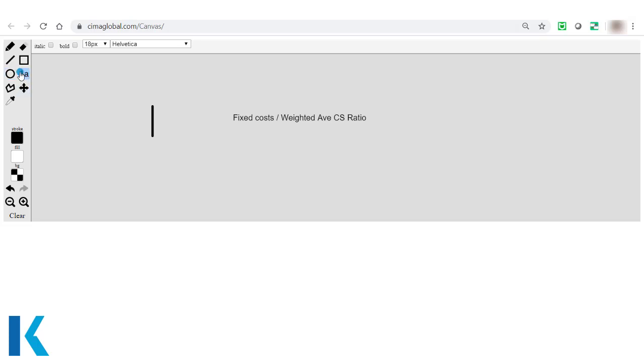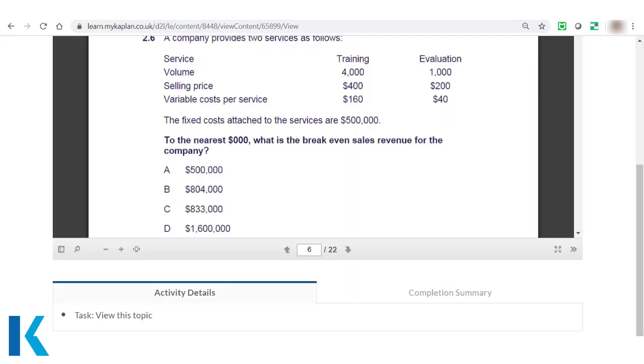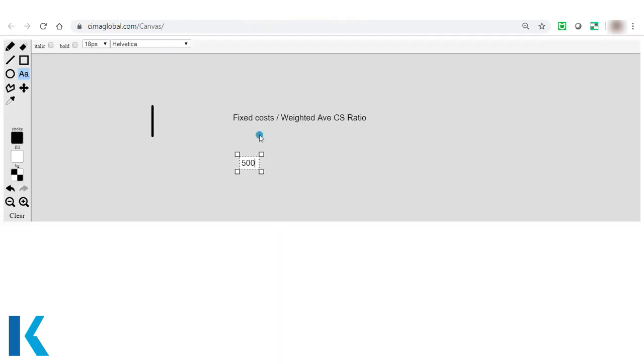If we then have a look at the question, we want to find what information we've already got. So we know we've got the fixed costs here of 500,000. So we can slot this in. As you're doing this, you'll find you're a lot quicker at it, and you might even decide that you want to do a lot of these numbers straight onto your calculator.